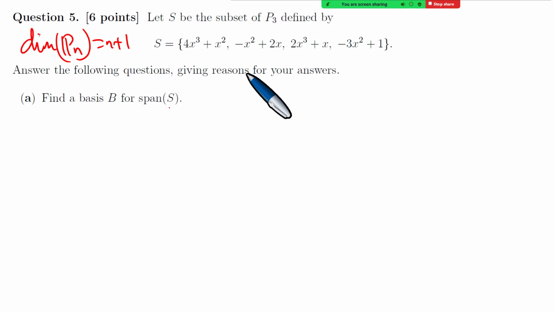Okay, we can say a lot about this. Find a basis B for the span of S. If you want to find a basis B for the span of S, we proceed as follows.